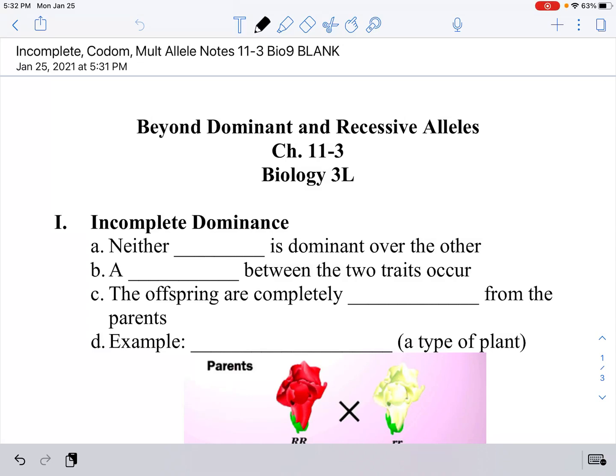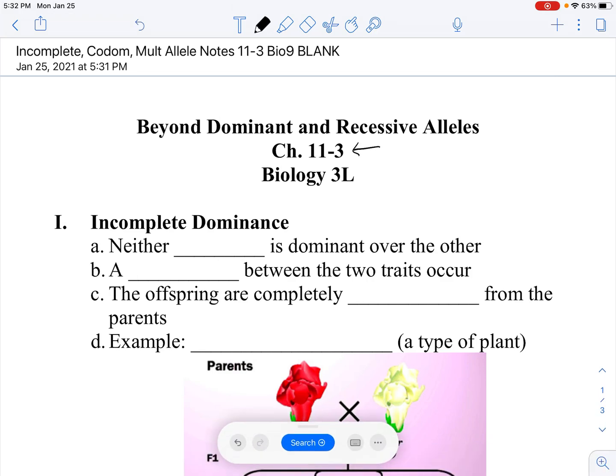These notes are from Chapter 11, Section 3, and they continue with Punnett squares that are beyond Mendel's principles of strict dominant and recessiveness. So the examples that I'm going to cover today involve genetics, but in a different capacity than just one allele is dominant over the other. So we're going to start with incomplete dominance.